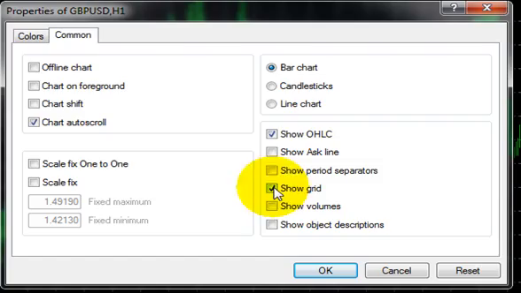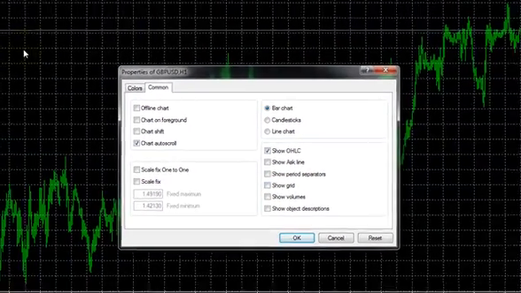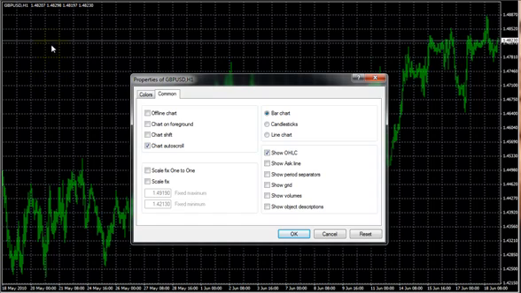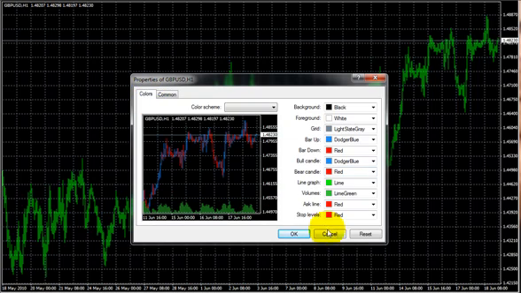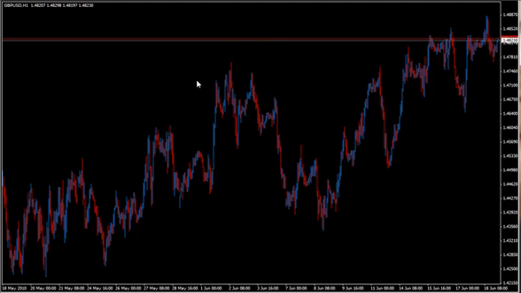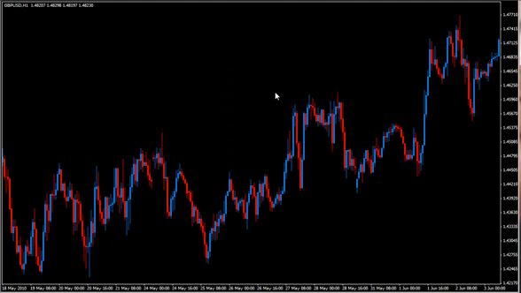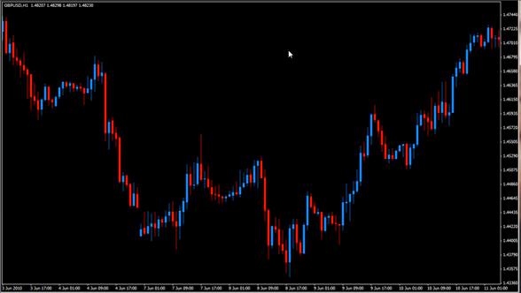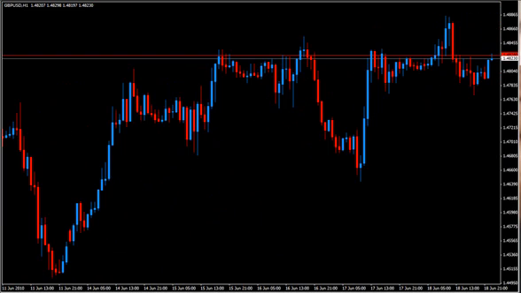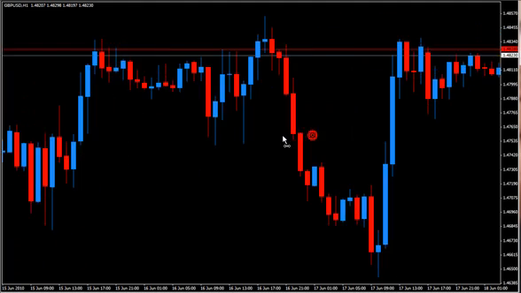Now I'm going to take the grid off, which is this dotted perforated kind of grey line going across the black background. So I'm choosing to take show grid off, show ask line and candlesticks, and click on OK. Now what we're doing is zooming in, so I can see what the candles are saying.